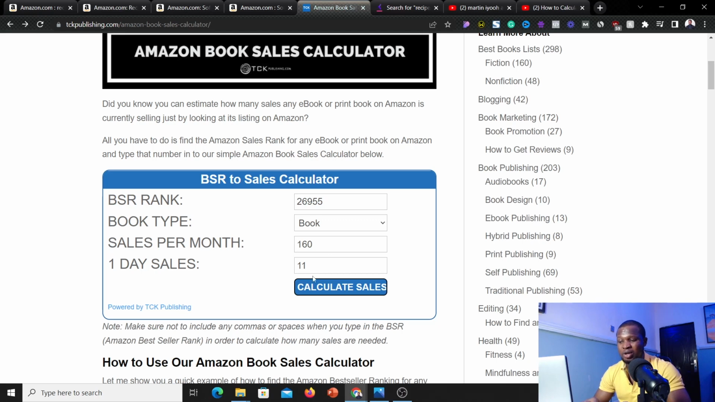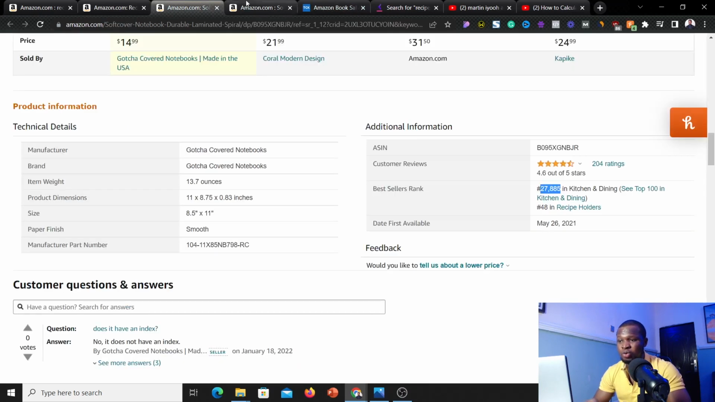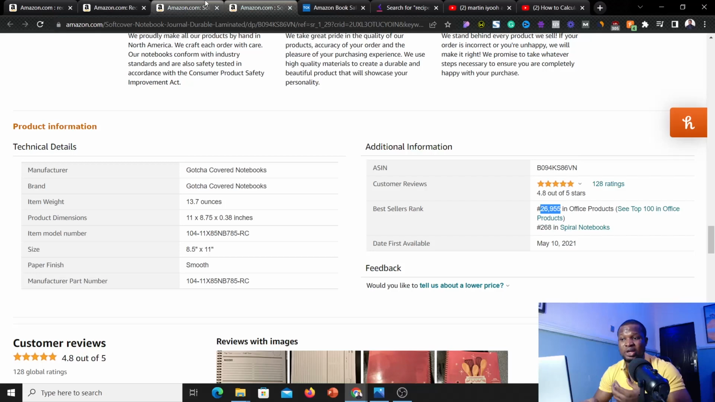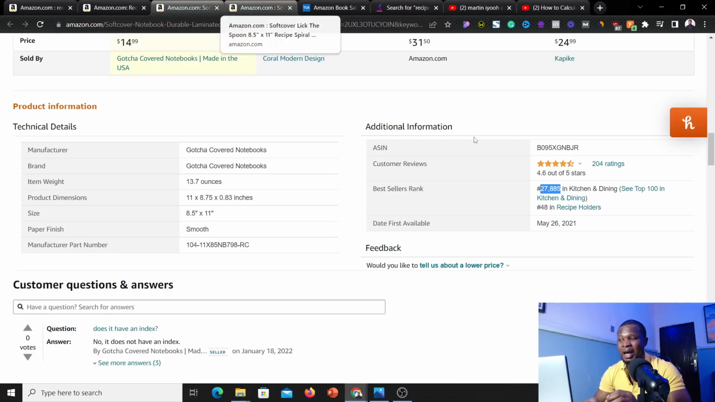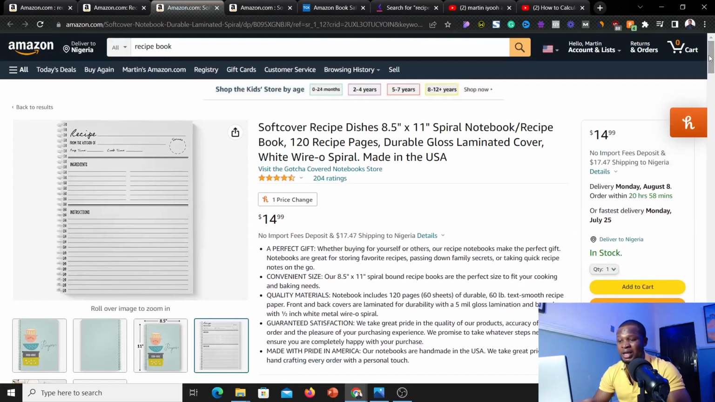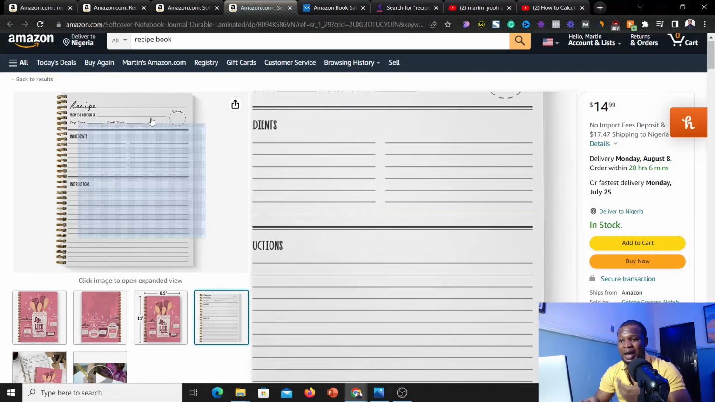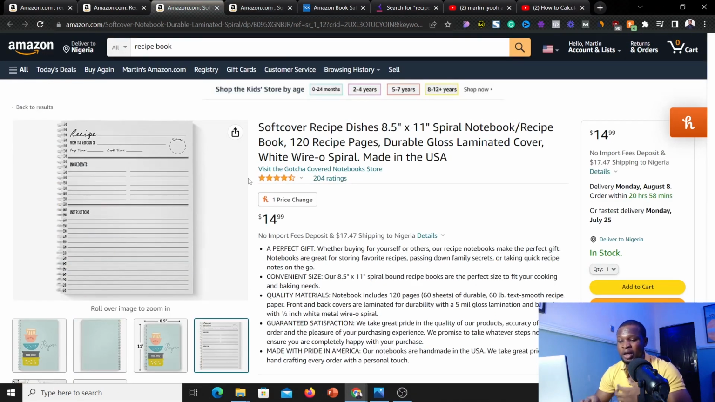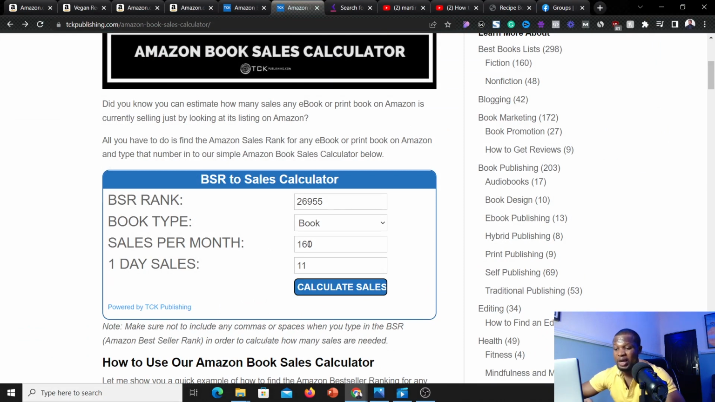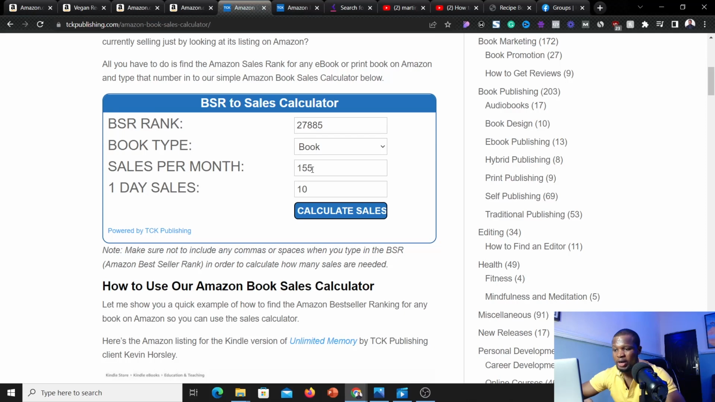So this one is selling 11 sales per day and 160 sales per month. If you put 11 sales plus 10, that means these two books are helping this person generate 21 sales every day. And the best part is that it has the same interior as this one. Also, we can multiply this 160 sales per month plus this particular 155.